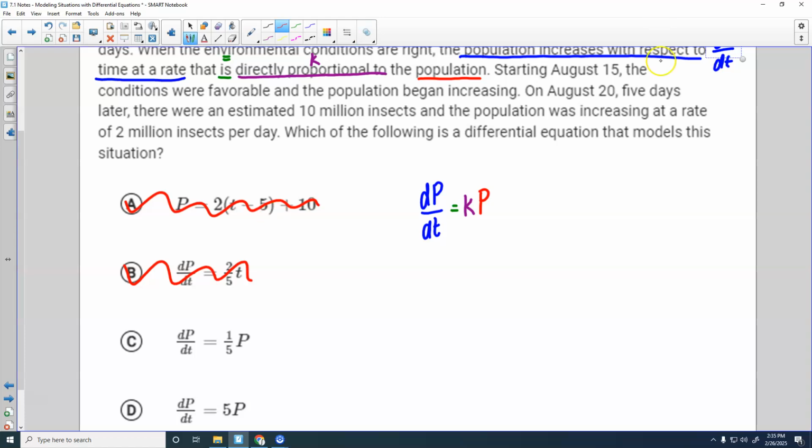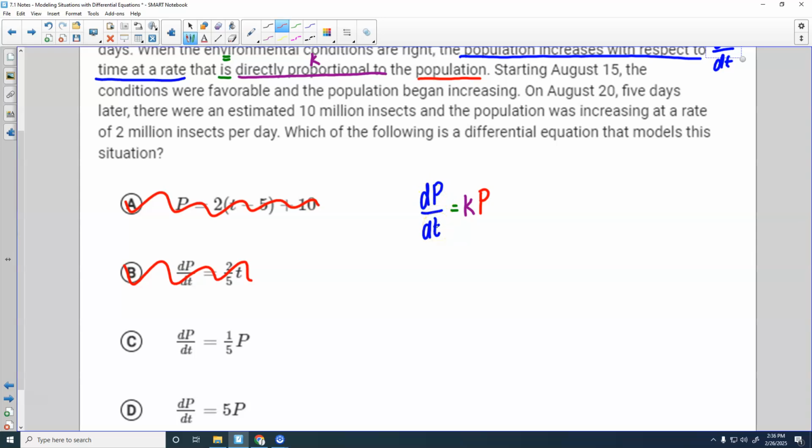So it tells us starting August 15th, conditions were favorable. Population began increasing. On August 20th, 5 days later, there were an estimated 10 million insects, and the population was increasing at a rate of 2 million insects per day. They give you too much information here trying to confuse you, okay? Because this is a very simple equation that only has 3 variables. You do not want to replace K because that's what we're looking for. So they've given you more information than you really need.